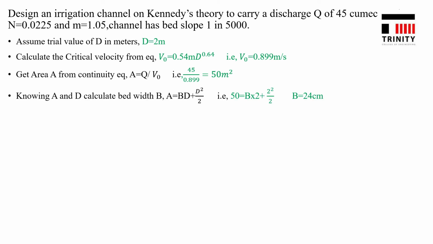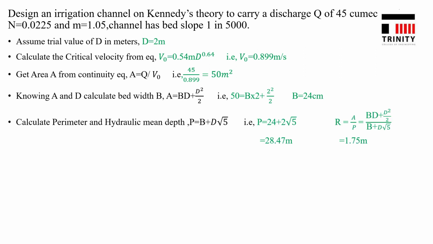Now knowing area and depth, we calculate the bed width from the equation: area is equal to BD plus D square by 2. Hence, we get bed width as 24 meters. Next, we find out the perimeter and hydraulic mean depth from the equation. Perimeter is equal to B plus D root 5 as 28.47 meter and hydraulic mean depth R as 1.75 meter. Next, we find out the actual mean velocity of the flow V from Kutter's equation as 0.925 meter per second.